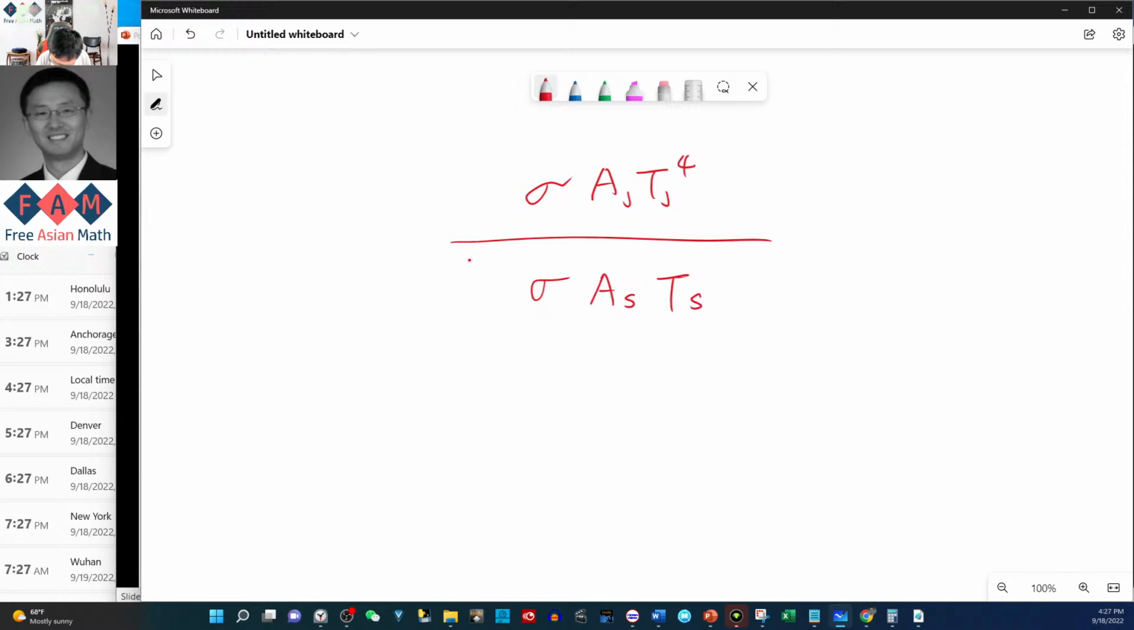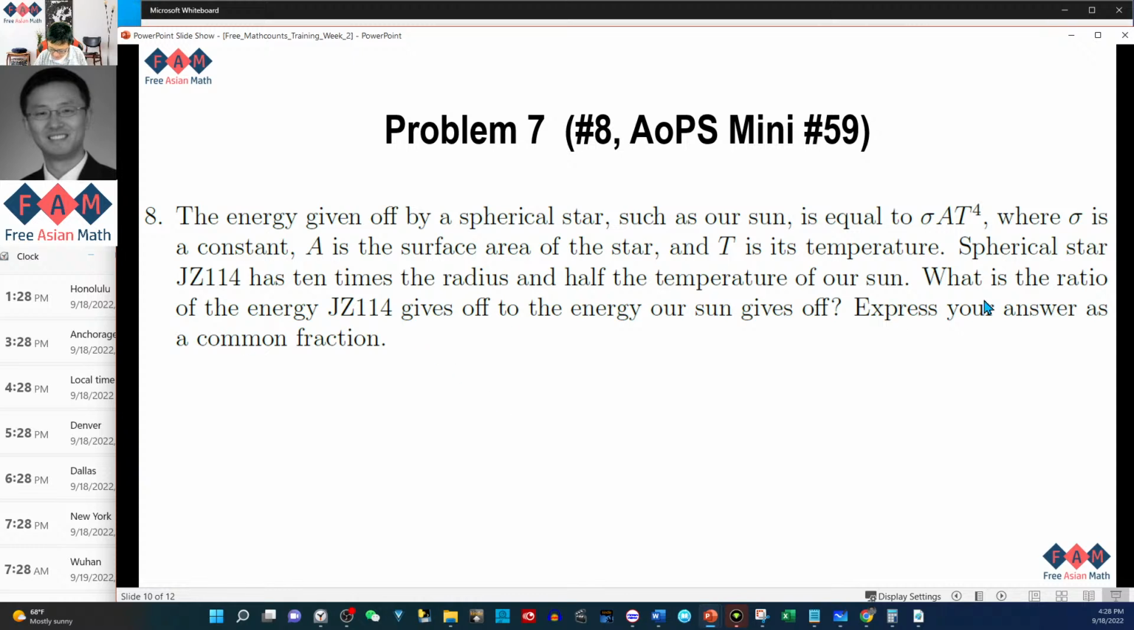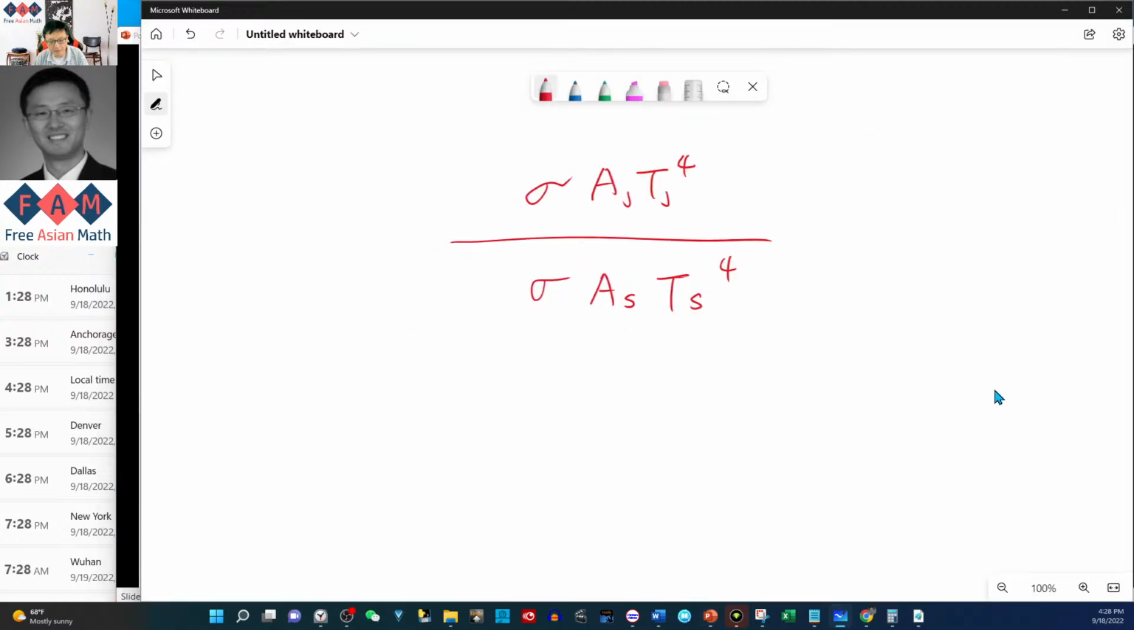S T sun. Okay, you want to compare those two. That's exactly what the question is about, the ratio of the energy. So you just need to compute this. So let's get some low-hanging fruit first. We have sigma is a constant. We don't care. We can cancel that.